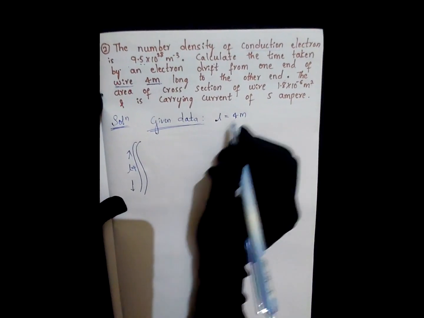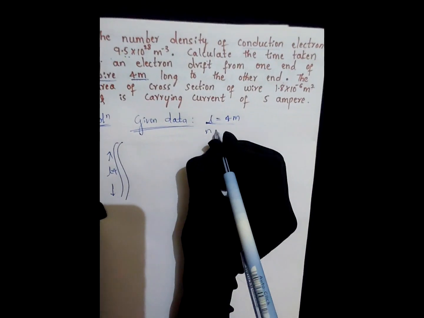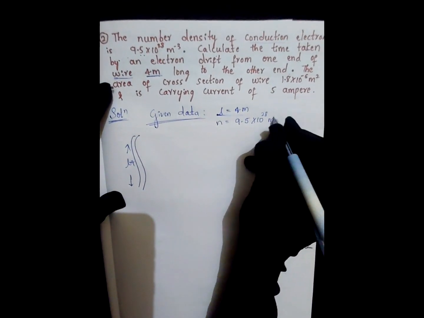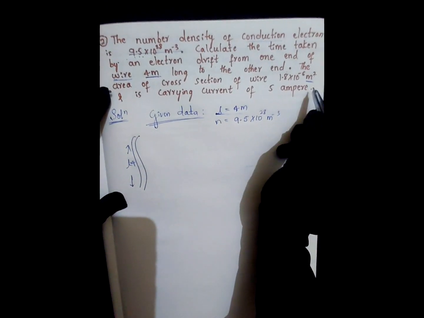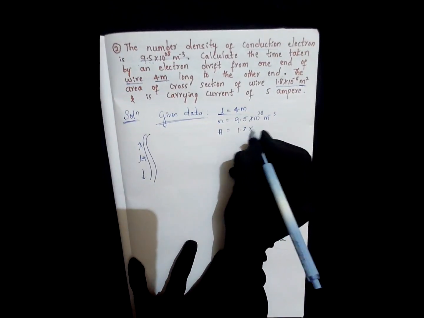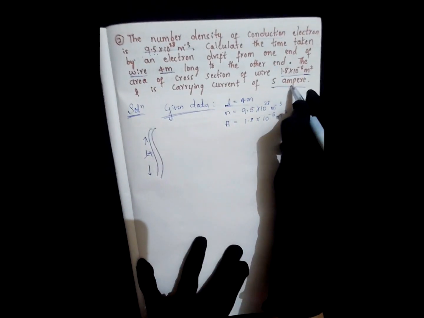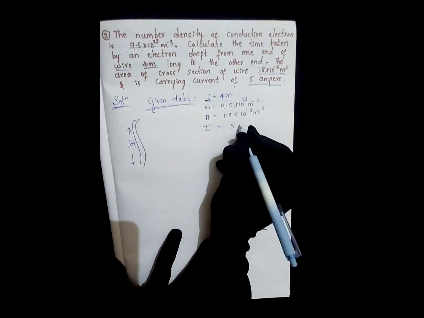Next, the number density of conduction electrons, which means the number of electrons per unit volume, is denoted by N equal to 9.5 × 10^28 per meter cubed. Meter squared is the SI unit of area, so the area of the wire is A equal to 1.8 × 10^-6 meter squared. Ampere is the SI unit of current, so the current is 5 ampere.